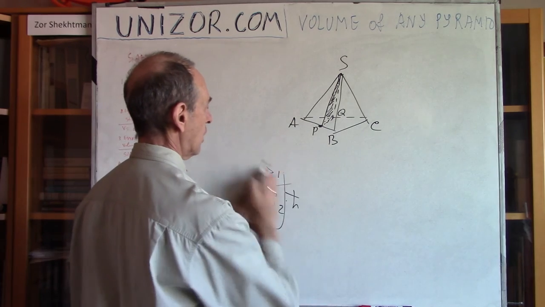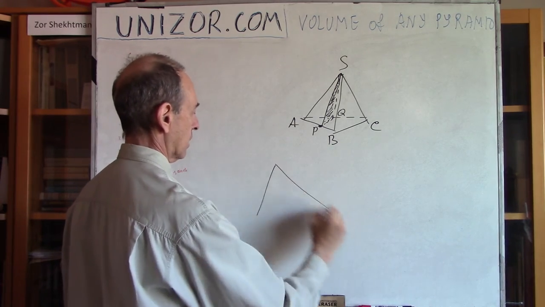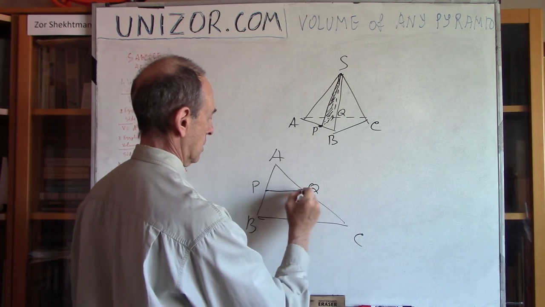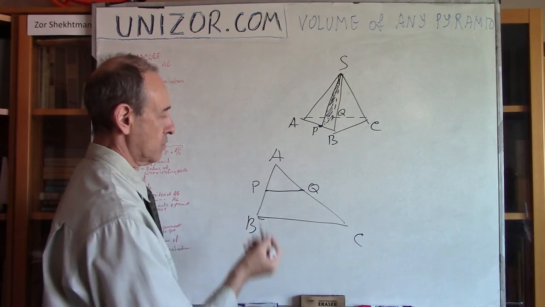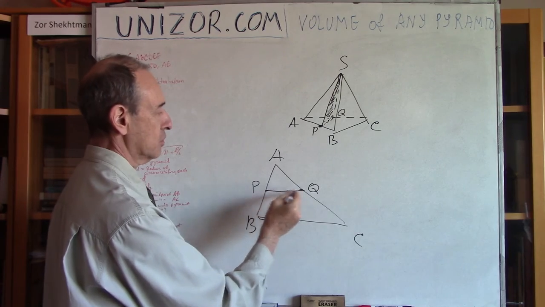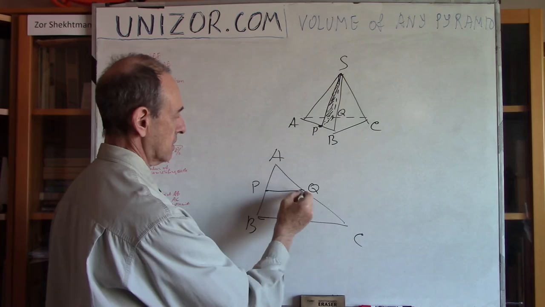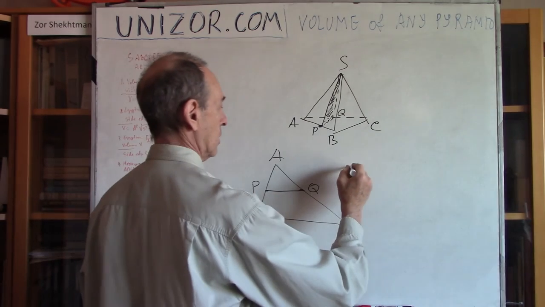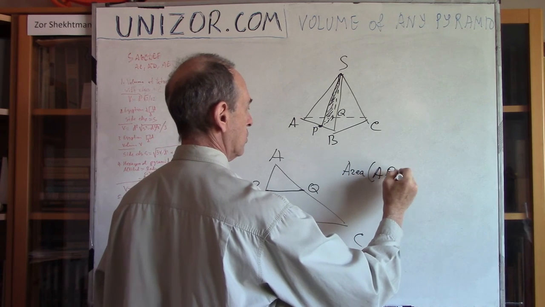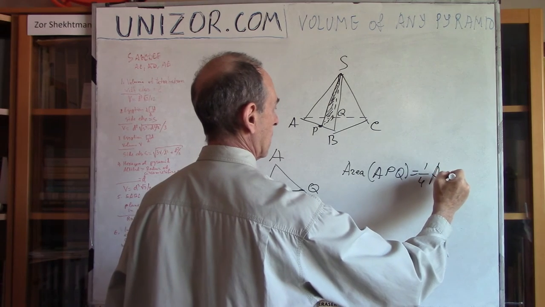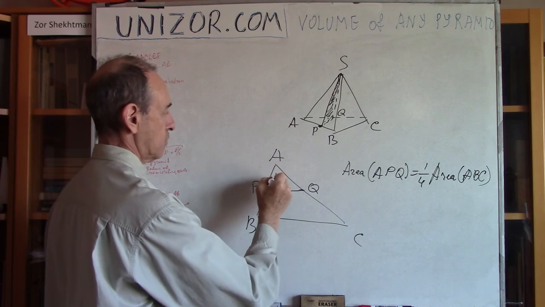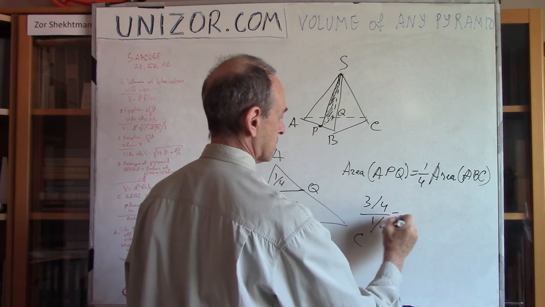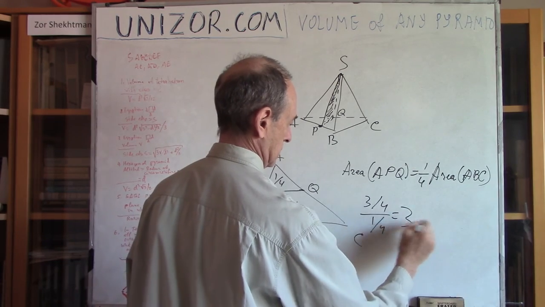Okay, now that's easy, because now we have a plane geometry problem. So this is our triangle ABC, and we draw from midpoint to midpoint. Now, what's the ratio between these? Well, obviously, this triangle APQ is similar to ABC. Its base is half, and its height is half, which means its area is 1/4 of the whole triangle. So the area of APQ is equal to 1/4 of the area of ABC. Well, if this is 1/4, now this is 3/4. So what's the ratio between them? 3/4 divided by 1/4, which is 3. The ratio is 3.